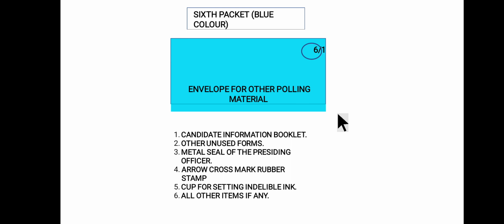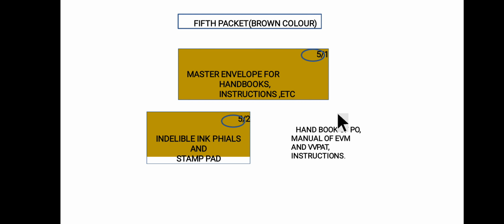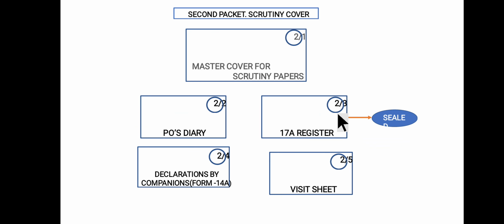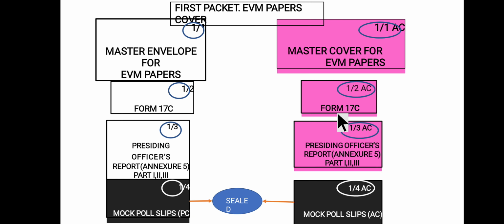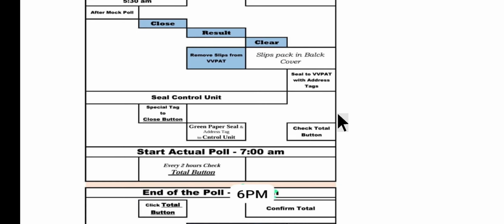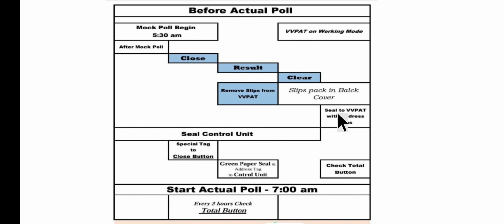So let us recapitulate. There are 6 packets for the election covers, which will contain various forms and annexures to be kept in the election covers, and this is the actual process. So in the next coming videos, we will be looking at the sample filled-in forms of various annexures and forms. So wait for that.